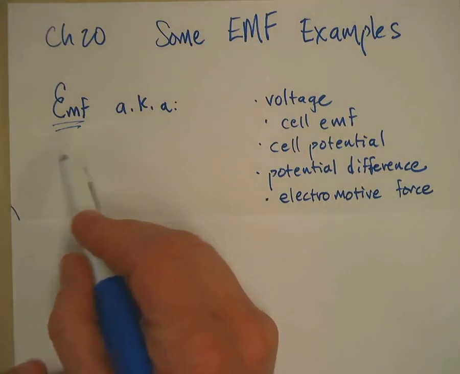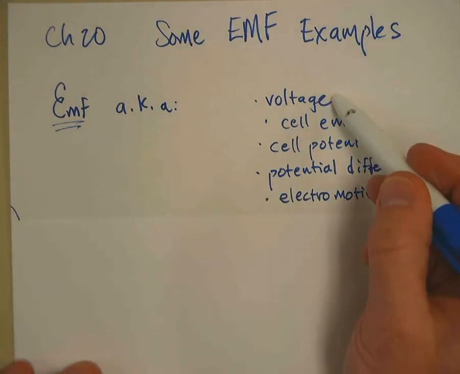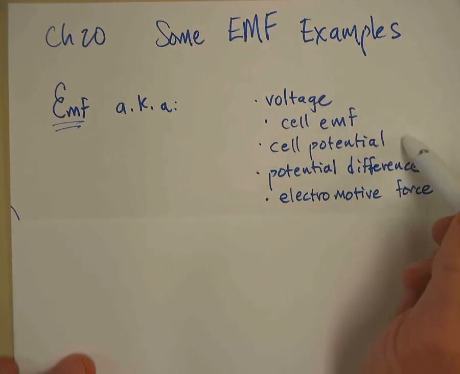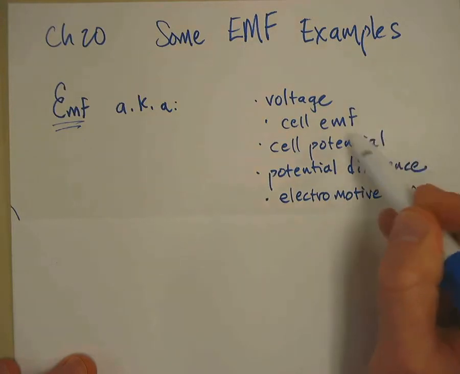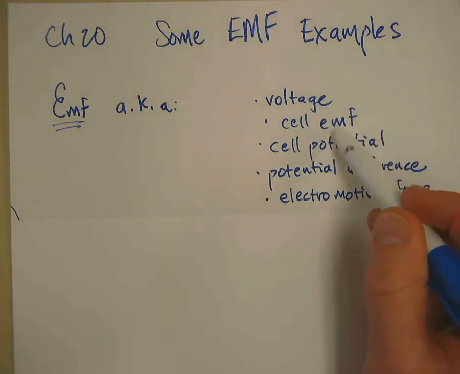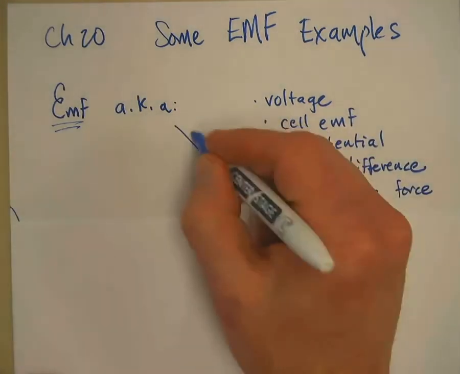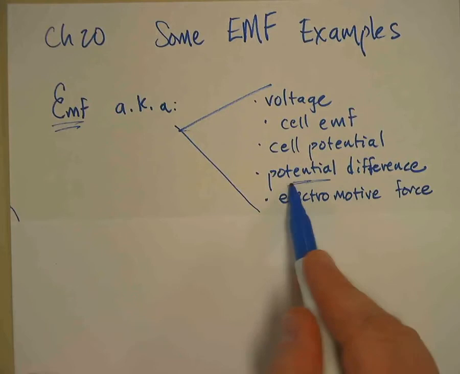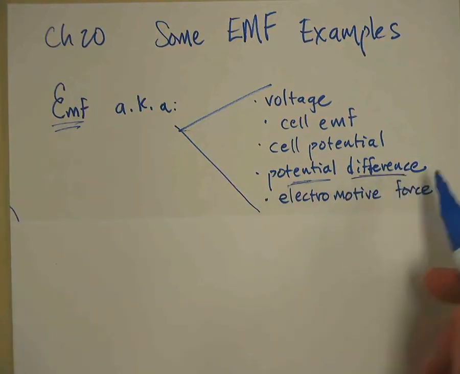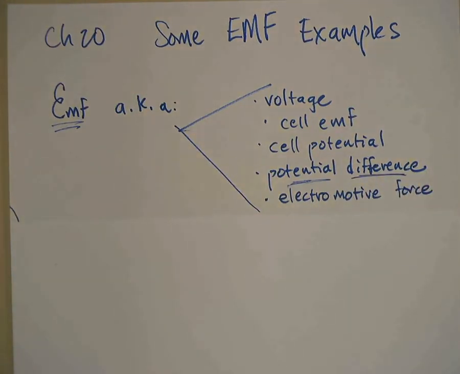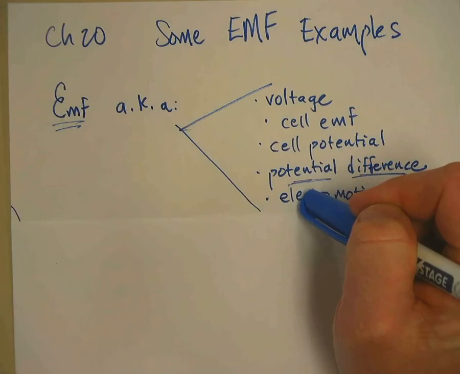Know that cell EMF, or EMF, is also known as the voltage, the cell EMF, the cell potential, the potential difference of the cell, the electromotive force of the cell. And remember that EMF itself stands for electromotive force. Any one of these means the potential energy difference between the cathode and the anode in an electrochemical cell. All these mean the same thing.